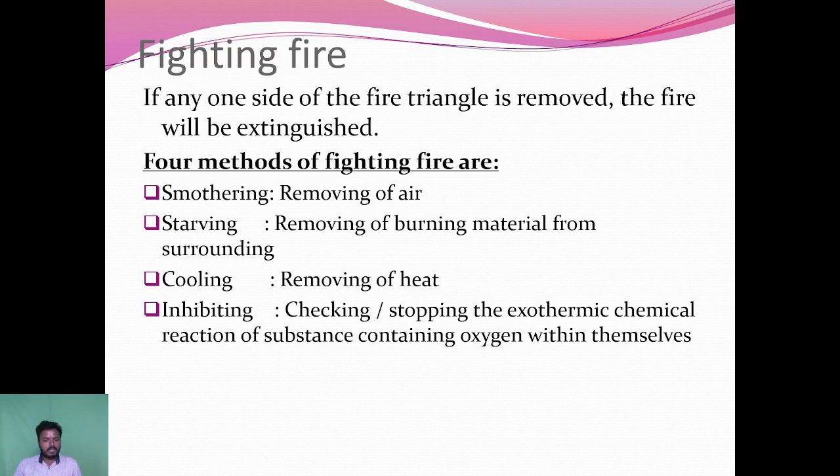Starving. Starving is the removal of burning materials from the surroundings, like wood, paper, anything burnable, which must be removed. Then the fire must be cut off, so it cannot spread. Cooling. Cooling is removing the heat, that is, lowering the heat. Inhibiting, checking and stopping the exothermic chemical reactions of substances containing oxygen within themselves.